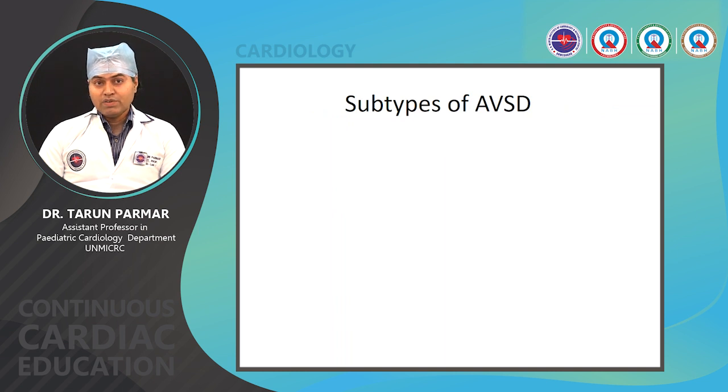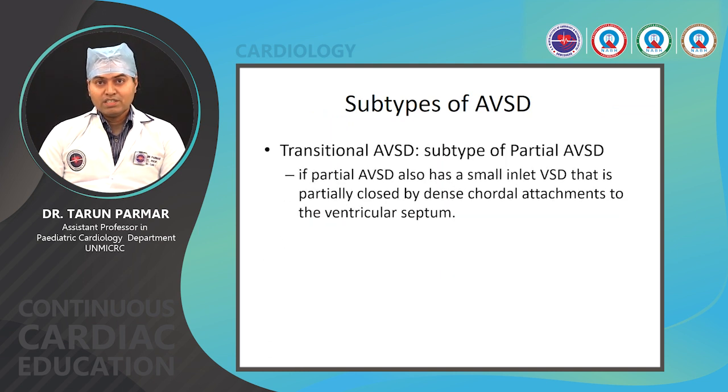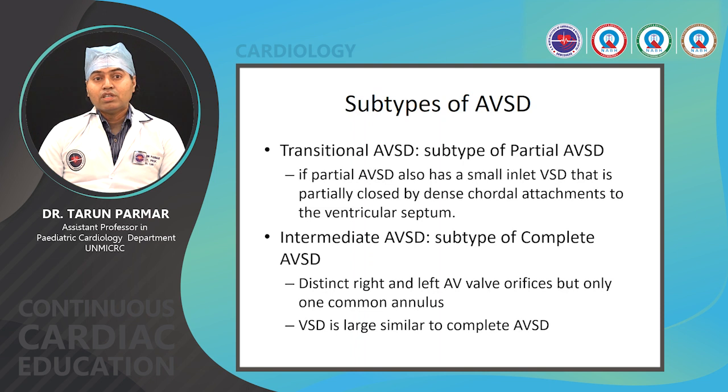And there are subtypes of AVSD. These are transitional AVSD, which is a subtype of partial AVSD. If the partial AVSD has a small or restrictive inlet VSD, partially closed by the dense caudal attachment to the ventricular septum, it is known as transitional AVSD. Hemodynamically it is like partial AVSD.